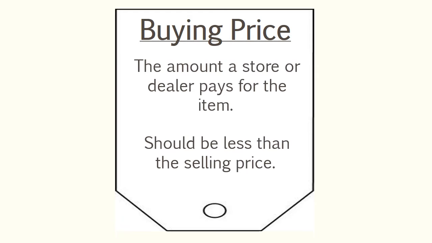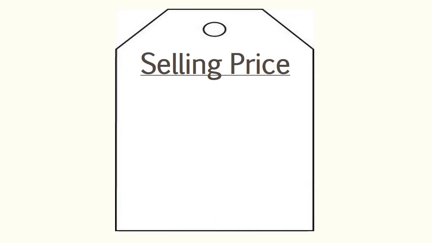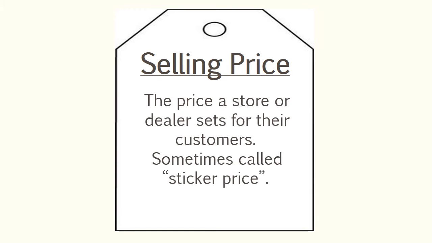What Target is going to do then is put a selling price on it, and the selling price is the price that the store or the dealer sets for the customers. It might be called the sticker price. So Target's buying price is $5, but they're going to sell it for $11.99, which is what you see on the sticker, and that's the selling price. And the selling price typically does not include the tax, so we know we also have to pay taxes on things.